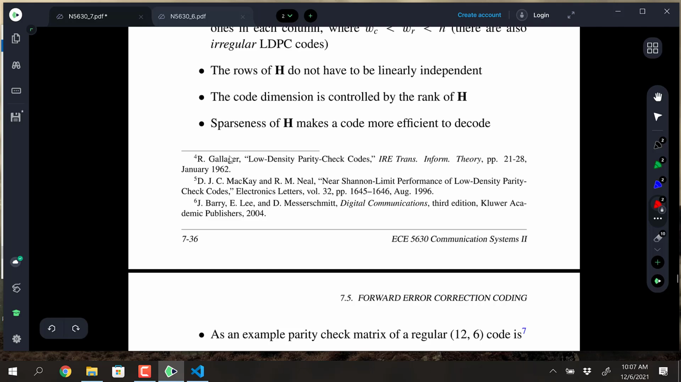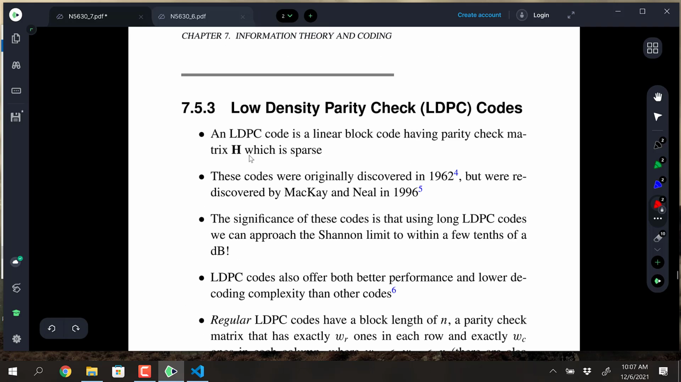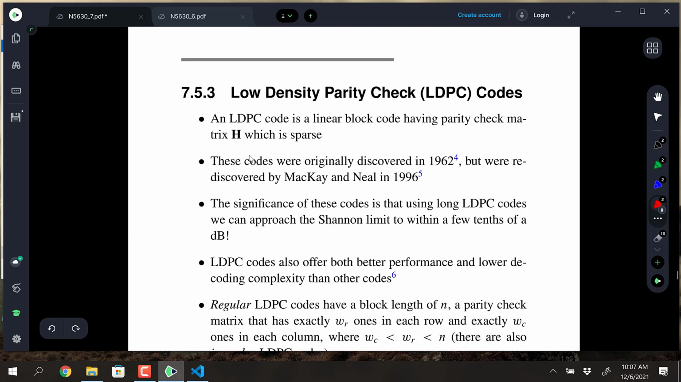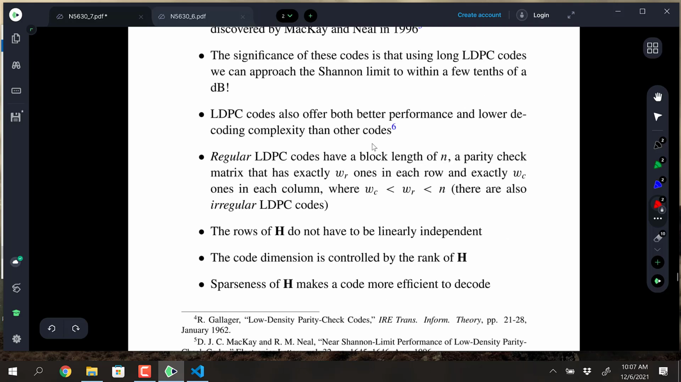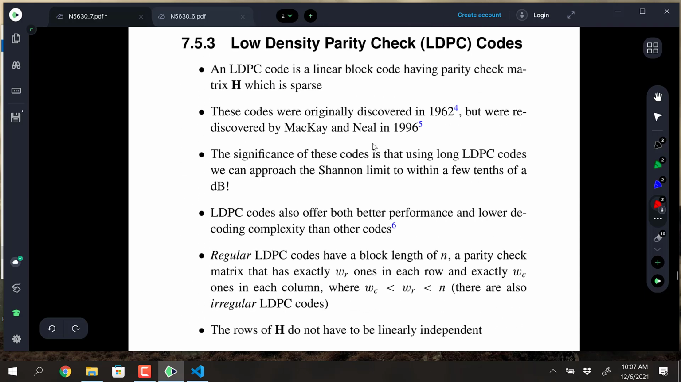So then it wasn't until 1996, and that's a long span of time, and look how many years that would be, that these two guys, MacKay and Neal, rediscovered them and said, oh, these are pretty nice, and went on to show that LDPC codes actually can be very effective.